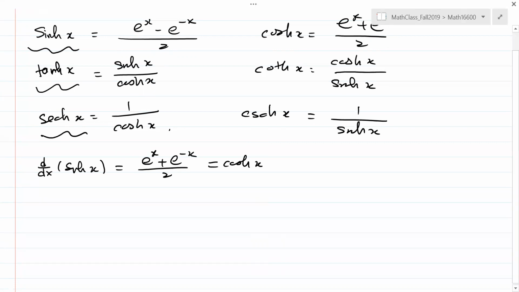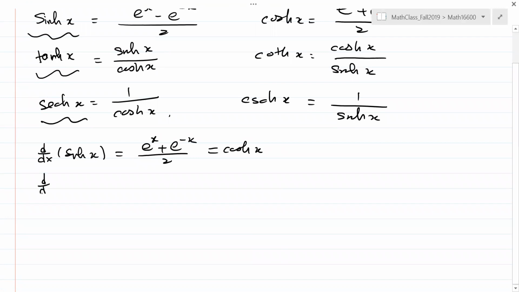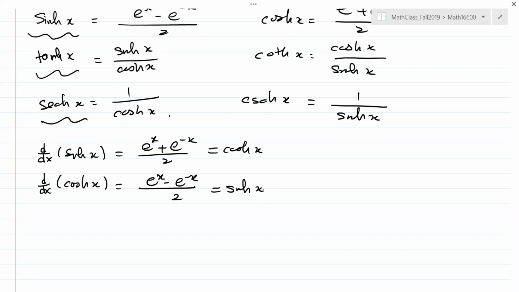Now there's a difference. If we differentiate hyperbolic cosine x, then when you differentiate, e to the x still gives e to the x, and e to the negative x gives negative e to the negative x. So you get hyperbolic sine x. Now there is no negative sign in front of hyperbolic sine x. This is some difference.